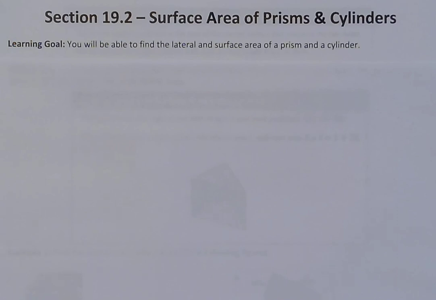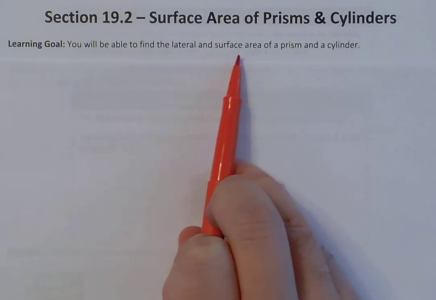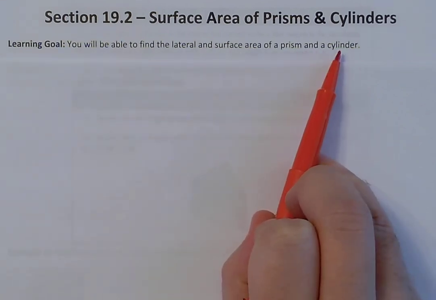For today's lesson, we're going to be taking a look at section 19.2, which is going to deal with surface area of prisms and cylinders. We have one learning goal, and our learning goal today is that you will be able to find the lateral and surface area of a prism and a cylinder.